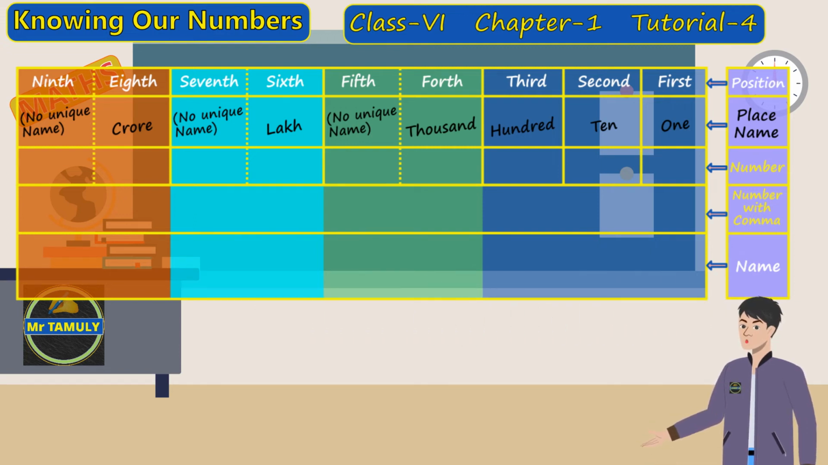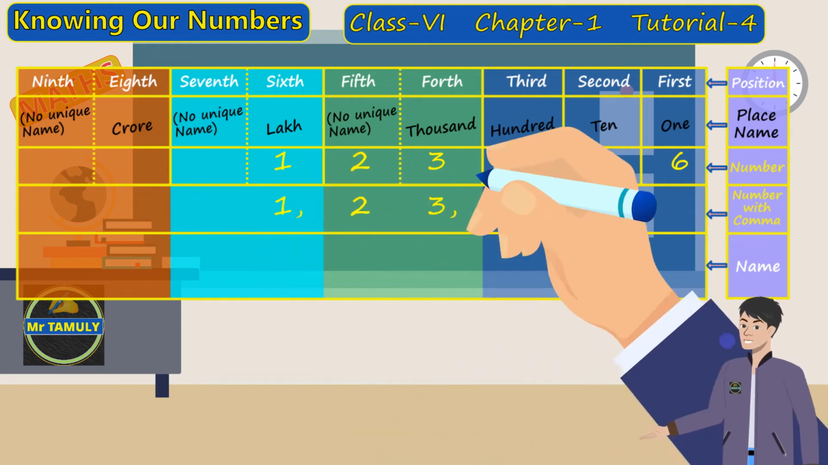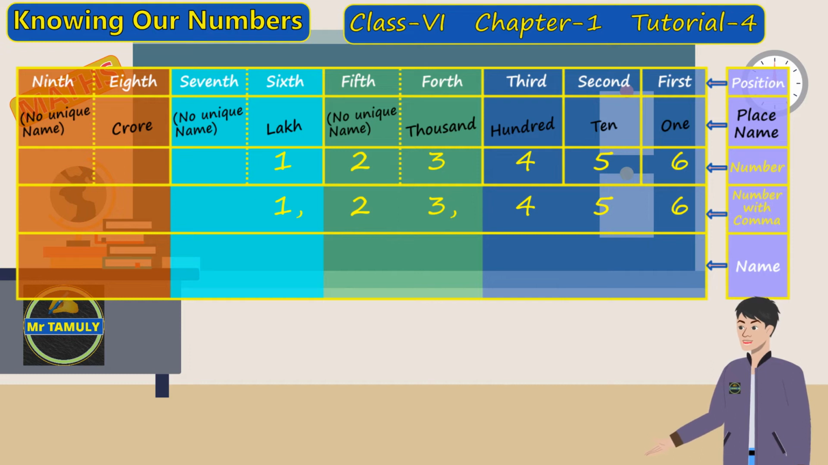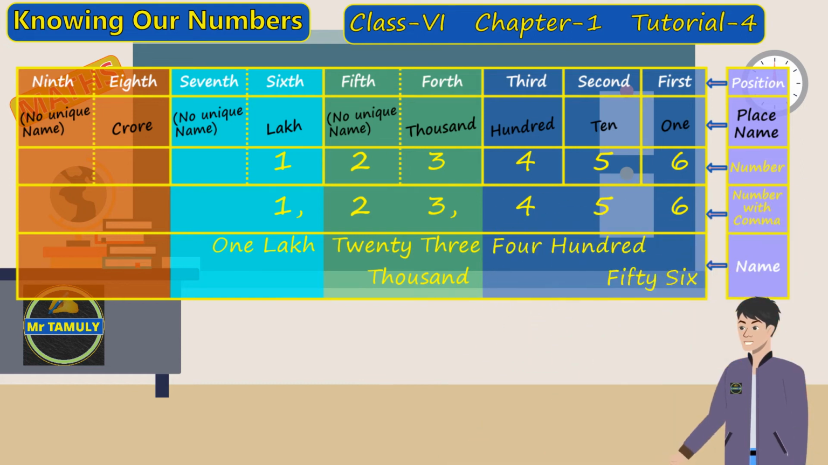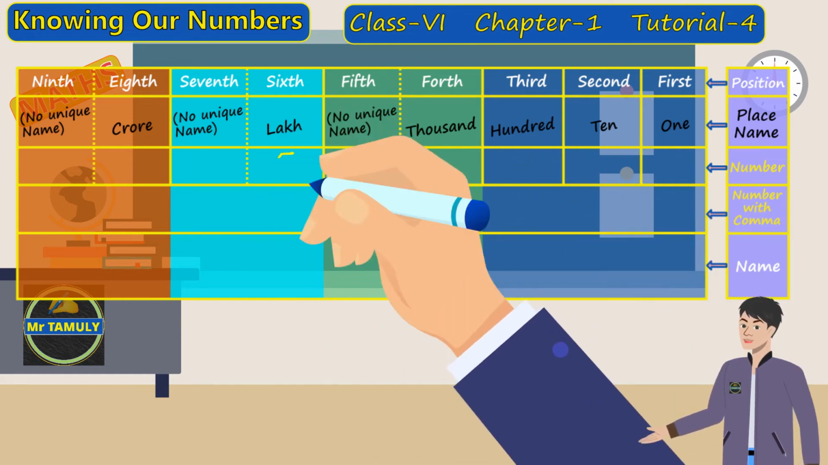First let's take a 6-digit number 1,2,3,4,5,6. Since we know that the 4th and the 5th positions are a combined position, we shall place 1 comma before the 5th position and another comma after the 4th position. Now it has become easy to name the number. And the name is 1,23,456.